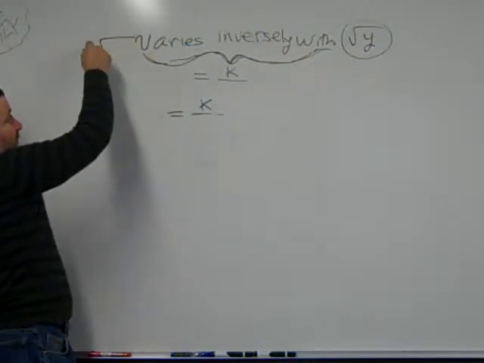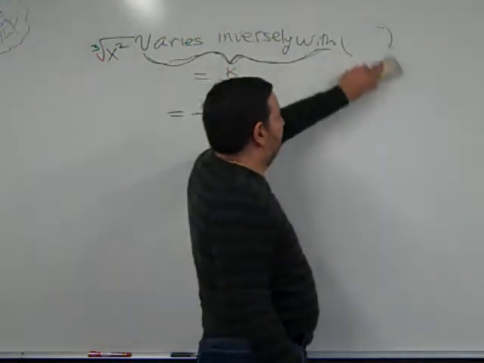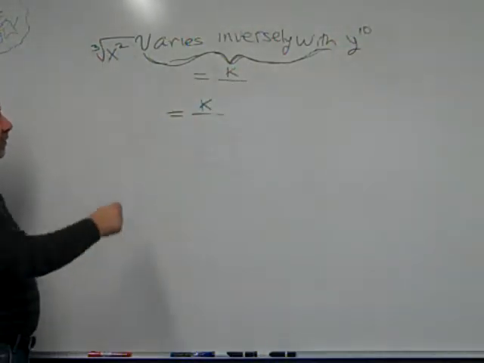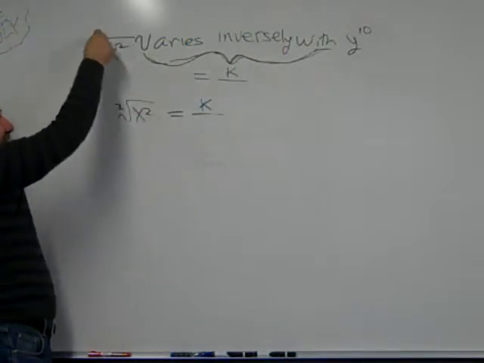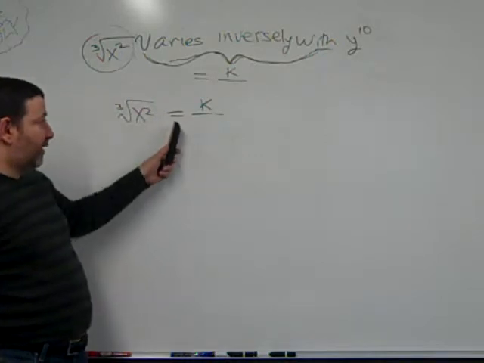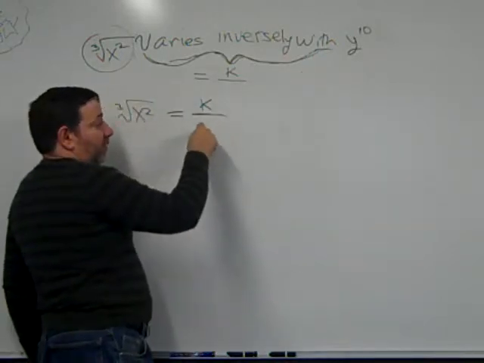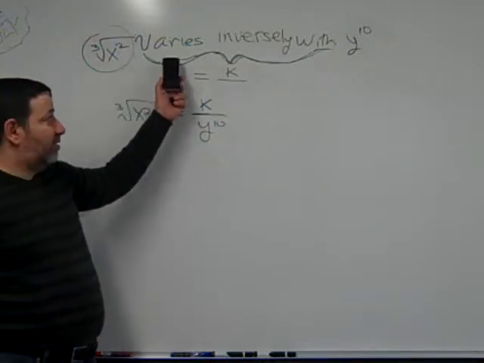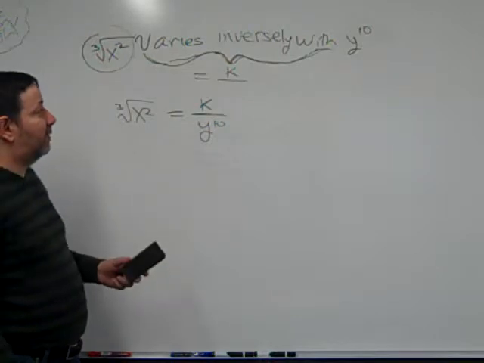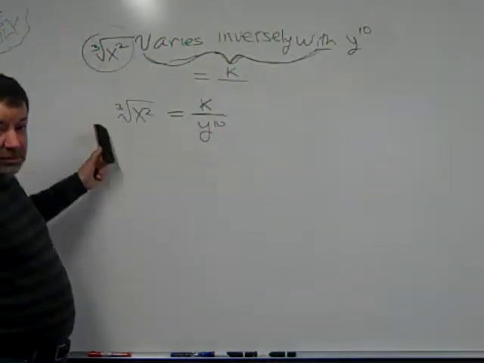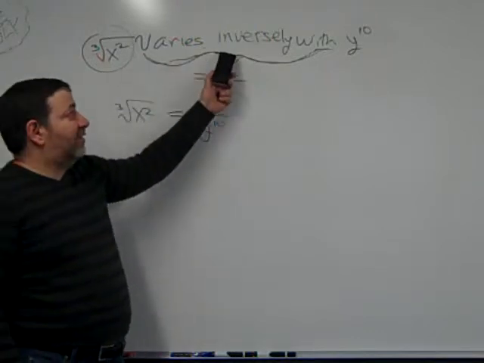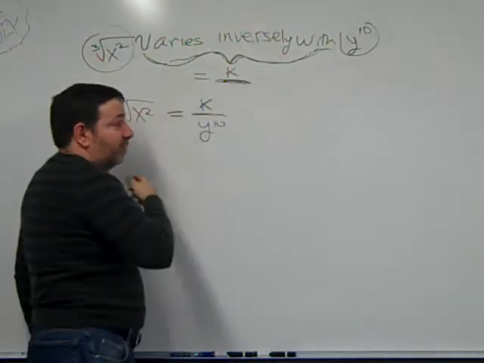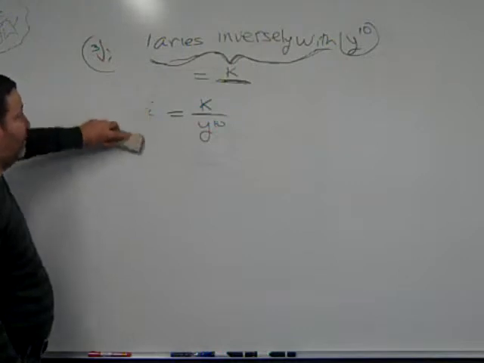If I have the cube root of x squared varies inversely with y to the 10th. Okay. The cube root of x squared, I wrote this down, varies inversely with, that means equals k over y to the 10th. There should be no level of difficulty, as long as you know the vocabulary words, to go from words to an algebraic equation. Just know that varies inversely with means equals k over, and what comes next goes underneath the line. So those are the two vocabulary words.